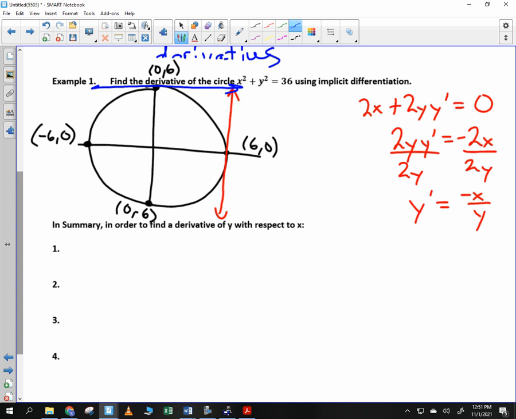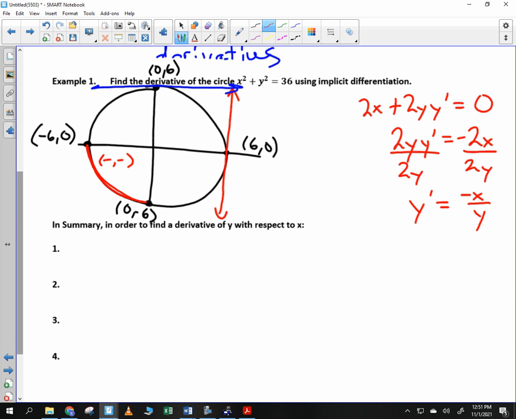Okay? Somebody describe for me the slope right here. 0. So if I plug in 0 for x and 6 for y, I get negative 0 divided by 6, which is 0. See how it works out? Works out quite nice. In fact, watch this. Does everybody agree that in this quadrant right here, you have negative x and negative y?